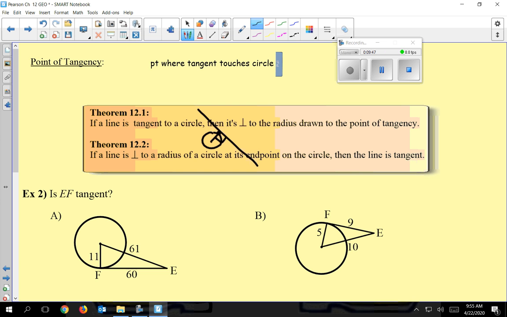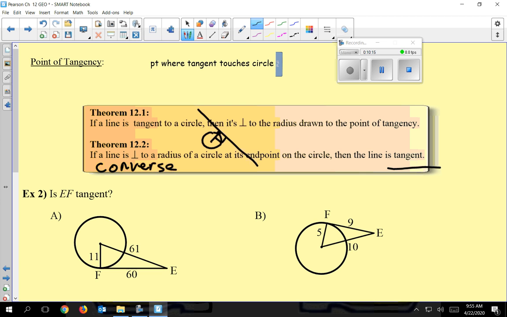And then this is kind of just the converse here. We're just saying it backwards again. If a line is perpendicular to the radius of a circle at its endpoint on the circle, a lot of words there, then the line's tangent. So if you're somehow able to see or prove that it's perpendicular, then you can say it's tangent. Hopefully that helps you out.